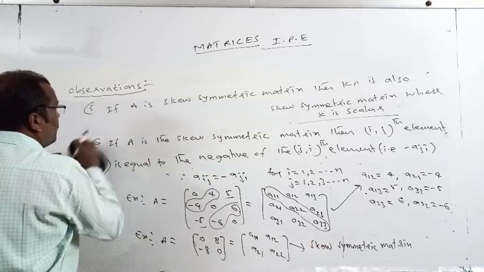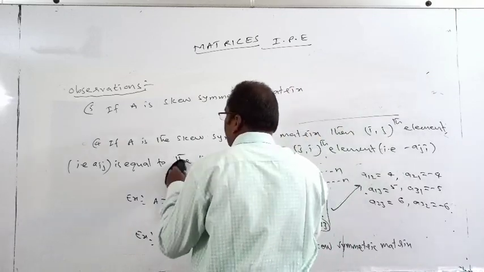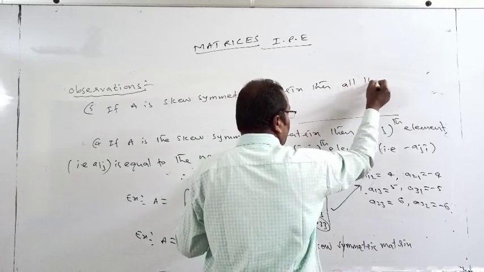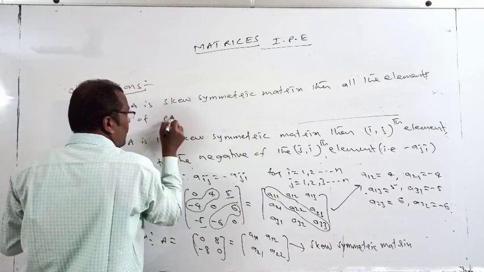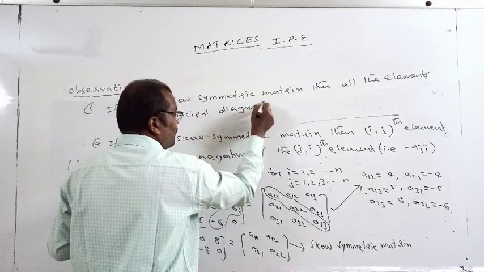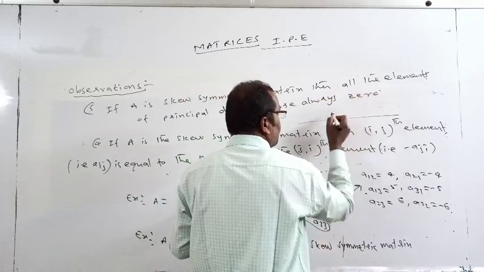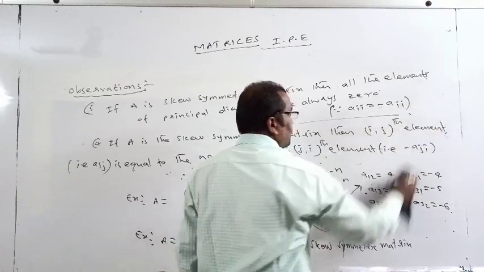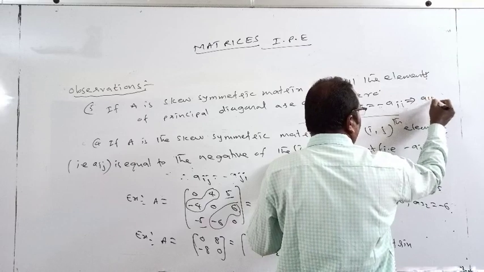Number 5. If A is a skew symmetric matrix, then all the elements of the principal diagonal are always zeros, since Aii is equal to minus Aii, which implies Aii is zero.